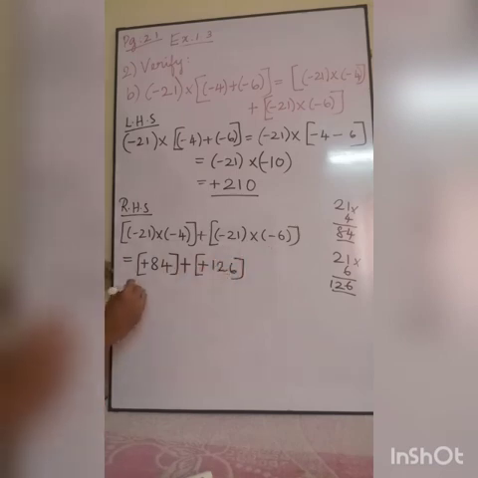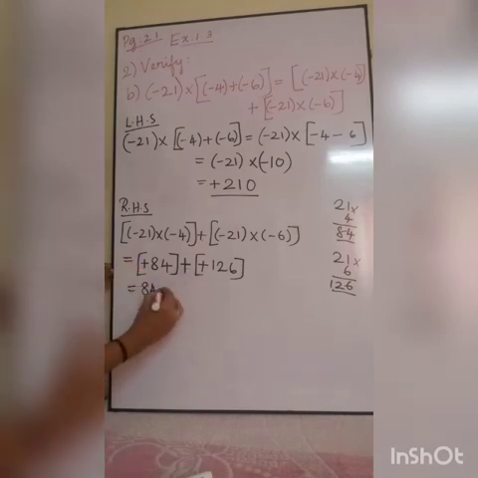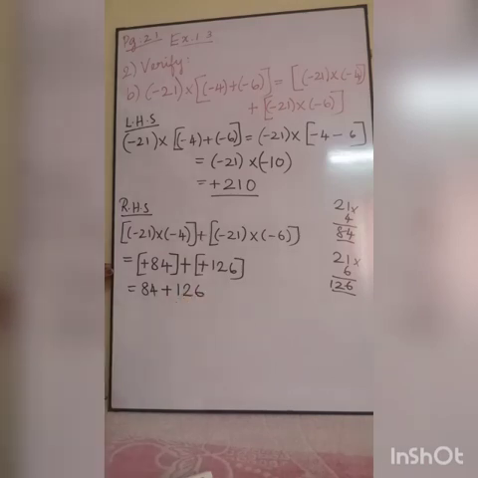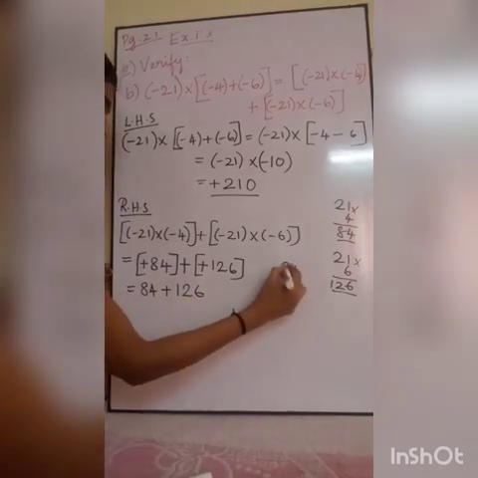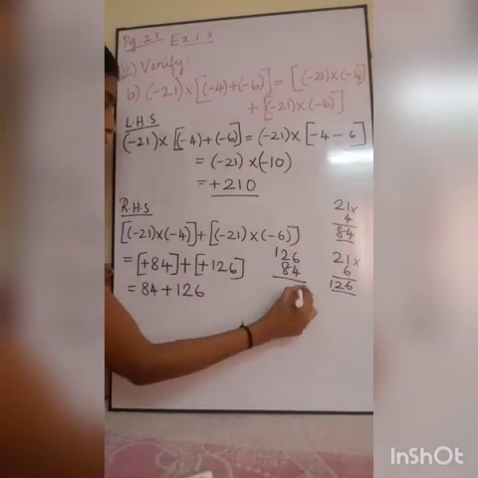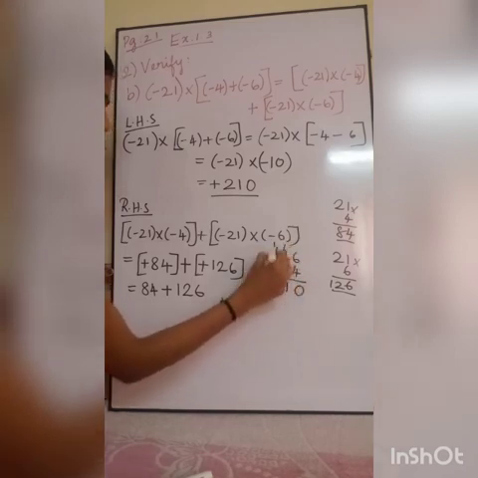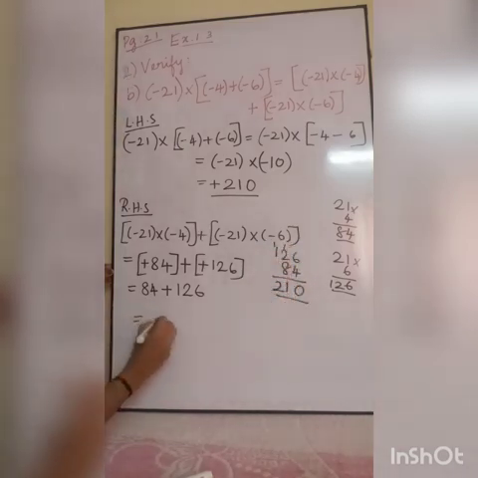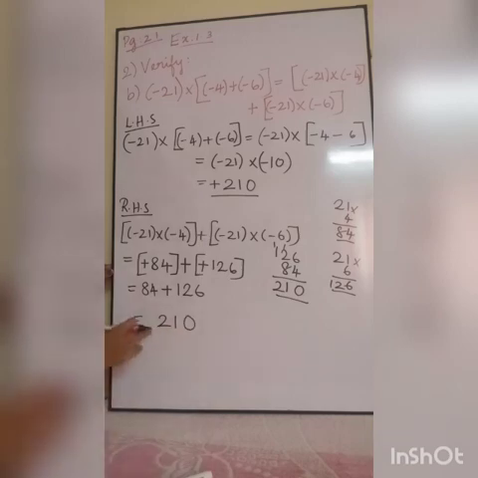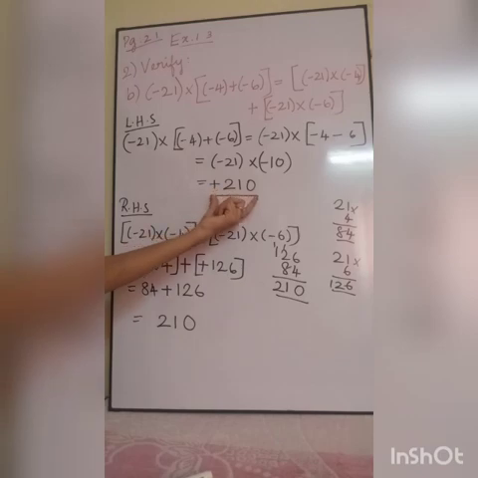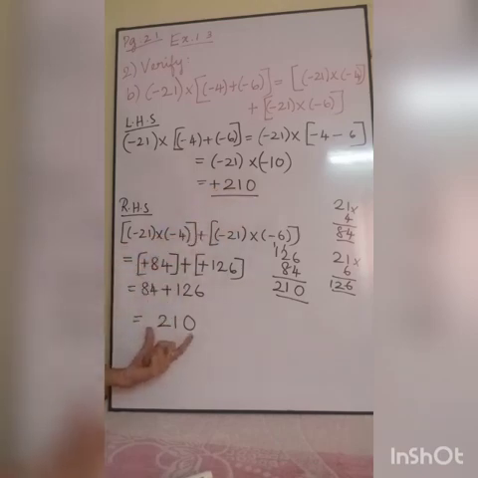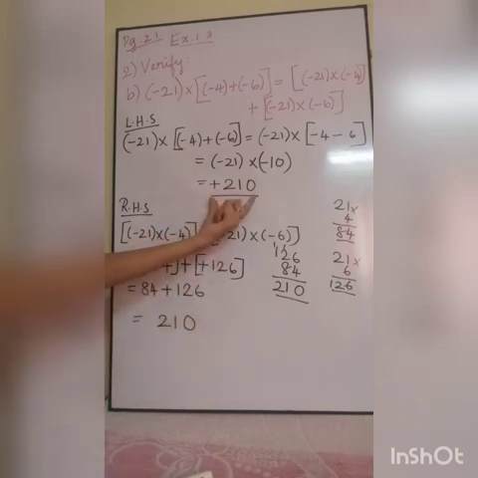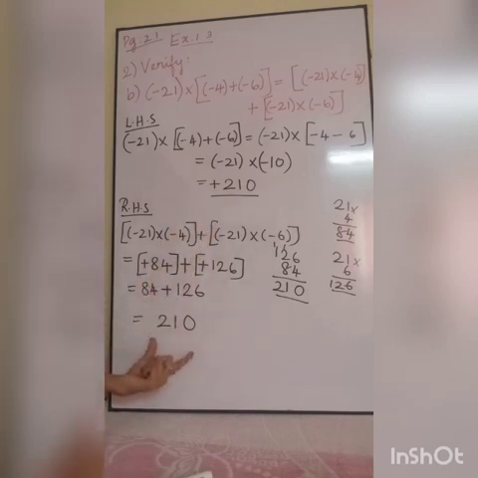Now I am going to remove all the brackets. Plus into plus is plus 84, plus into plus is plus 126. Now I add 84 plus 126. 10, 11, 2. So what is my answer? 210. So 210 and 210, both are the same, right? So the LHS value and RHS value are the same. So it is verified. Here plus 210, here also plus 210. Understood, children?